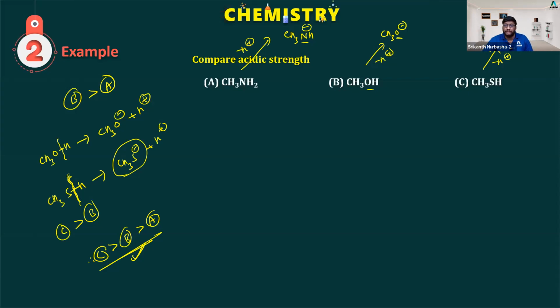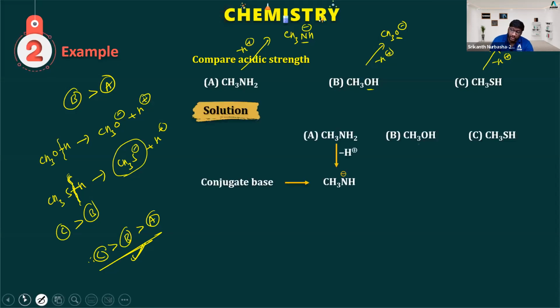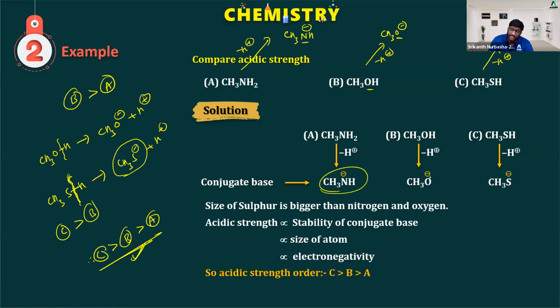Got it now, everyone? Yes. Whenever we have different species in different periods and different groups, compare the species in the period first, then compare the species in the group, and arrange them in a proper manner. CH3NH2 gives CH3NH minus, CH3OH gives CH3O minus, CH3SH gives CH3S minus. Comparing the stability, C greater than B greater than A is the correct acidic strength order, because S minus is more stable: the SH bond can be cleaved easily because of the large size of the sulfur atom.